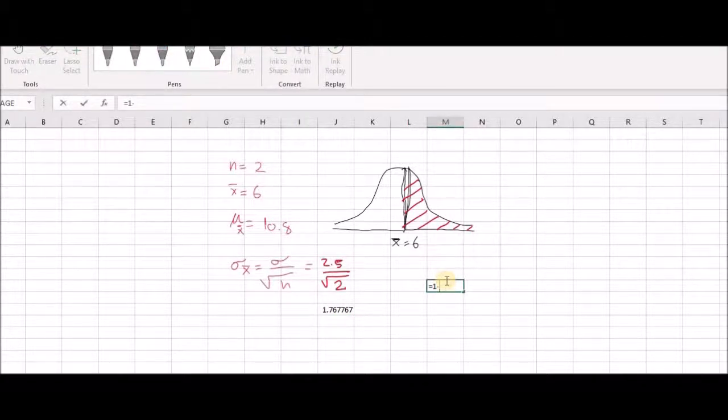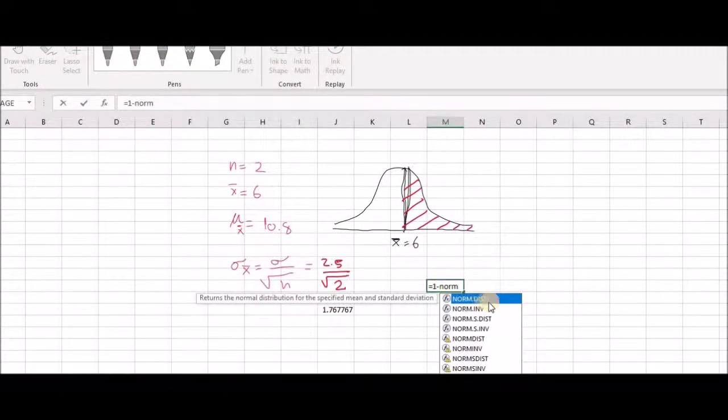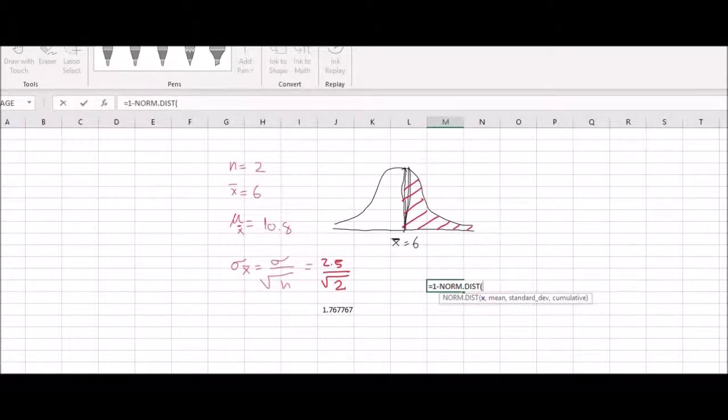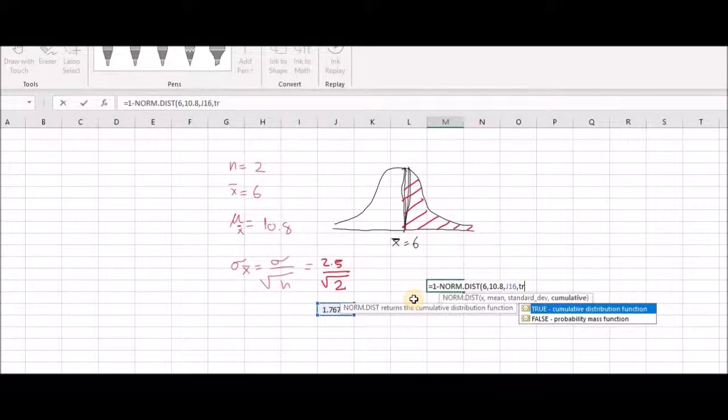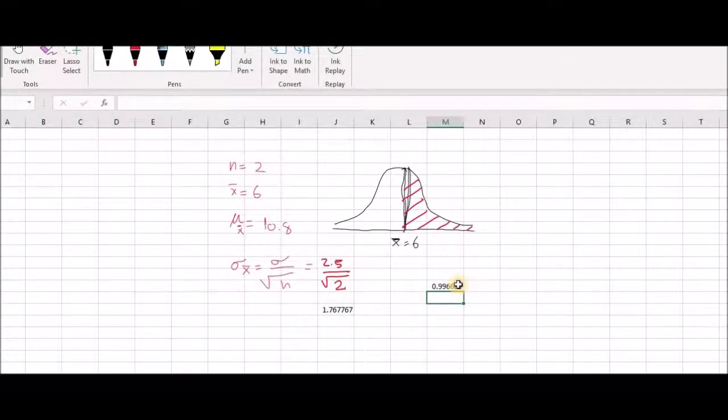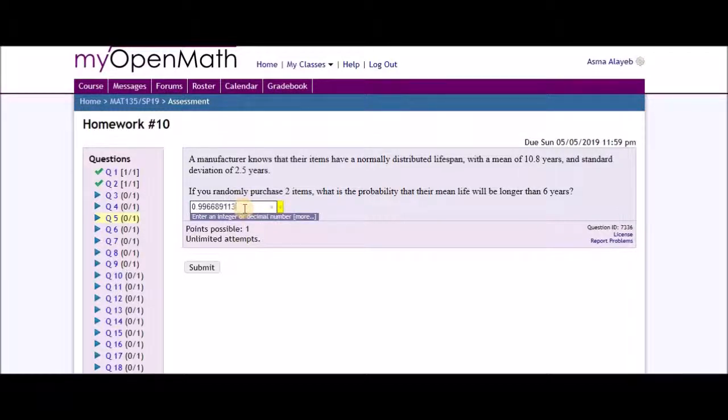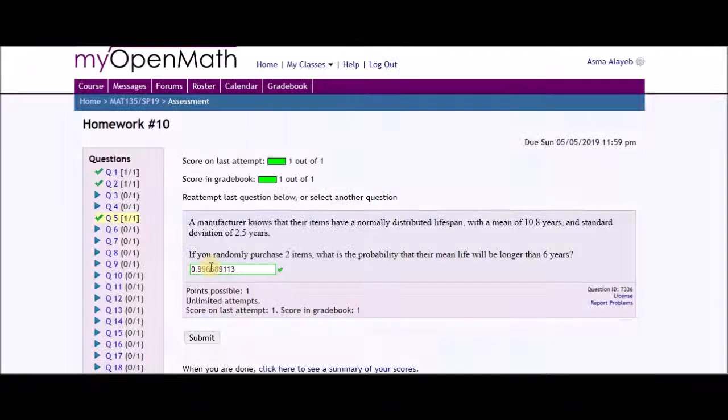So 1 minus norm dot distribution of x, which is in our case 6, comma the mean 10.8, and the standard deviation is the new number that we just computed. Because we're talking about the distribution of the sample means here, this is not the normal distribution of the population. And then we know it is cumulative. So that is going to be the answer. Let me just copy and paste it to the answer box and see if it's correct.